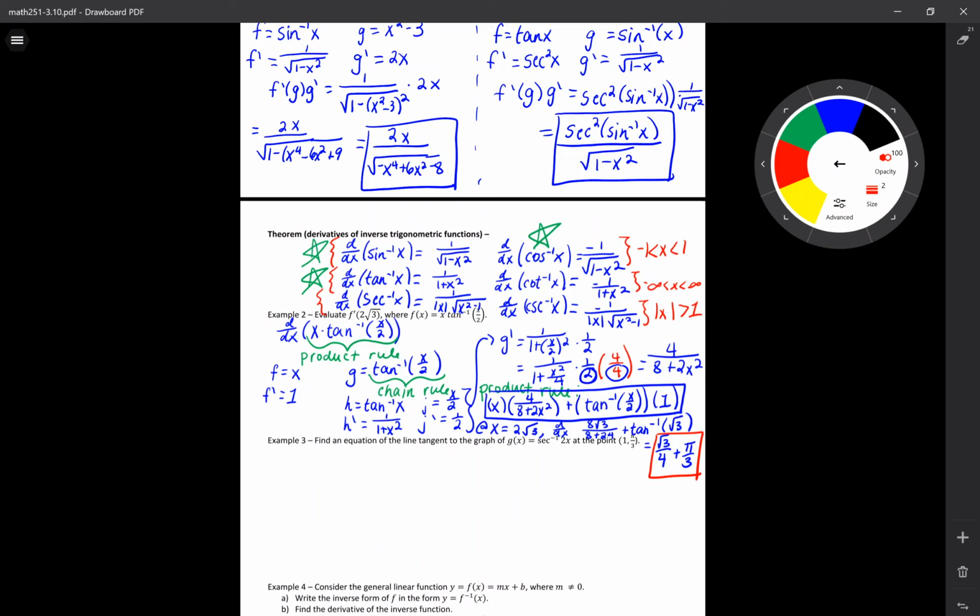If you don't know what it means to take the tangent inverse of square root of 3, I would maybe review your unit circle a little bit. Alright, I'd like for you to pause this real quick and try example 3 on your own. Find an equation of the line tangent to the graph of g of x equals secant inverse of 2x at the point 1 comma pi over 3. So go ahead and give this one a try.